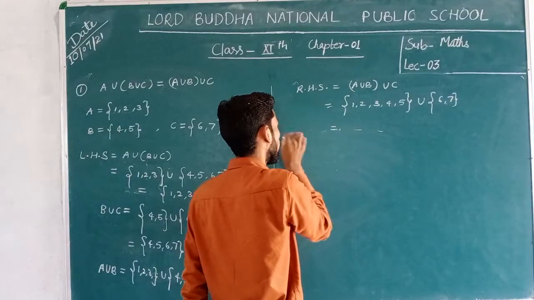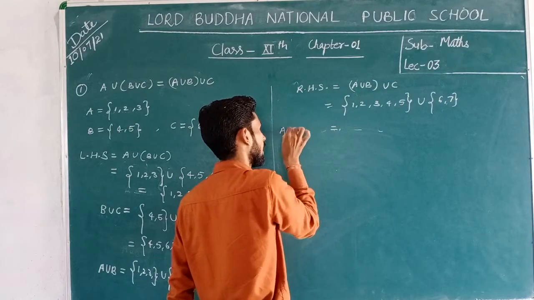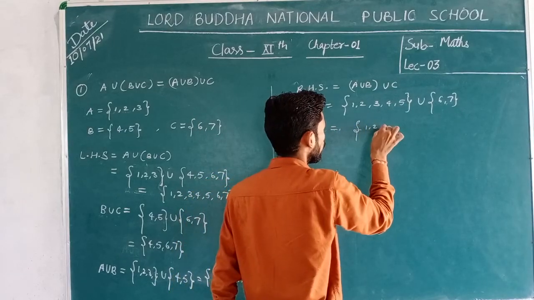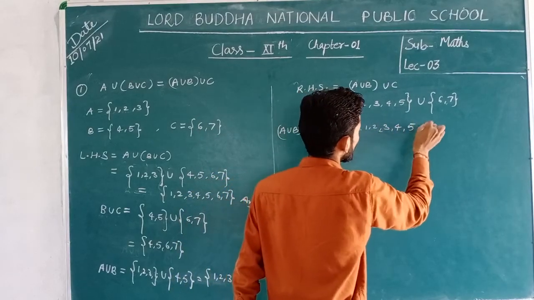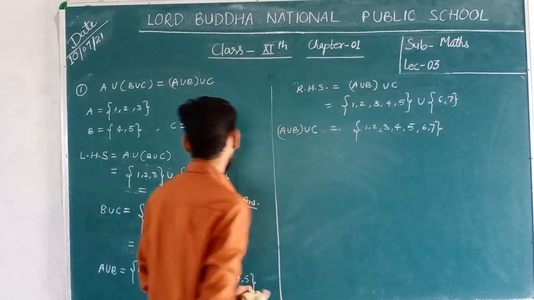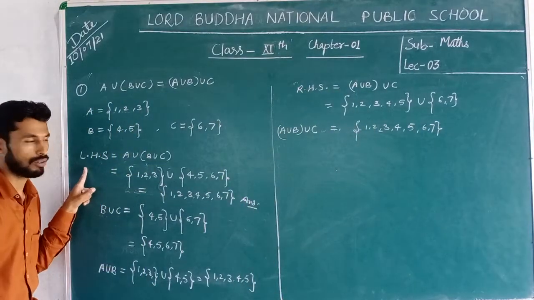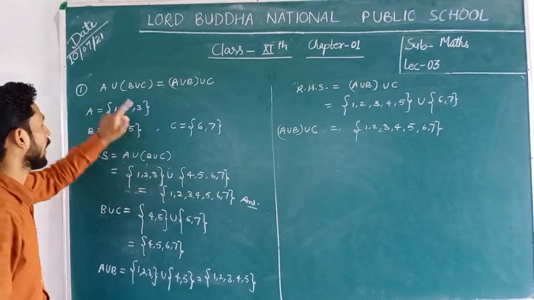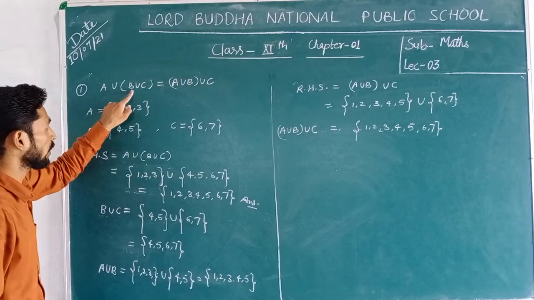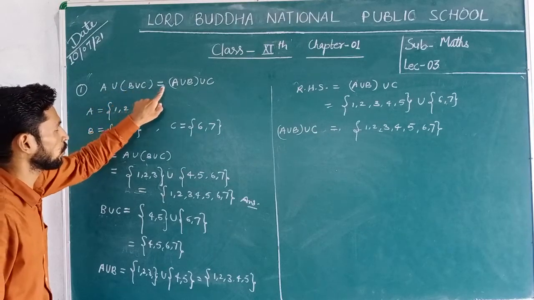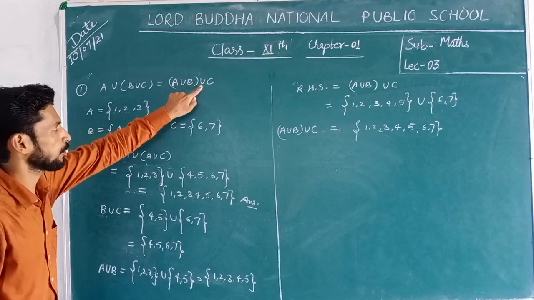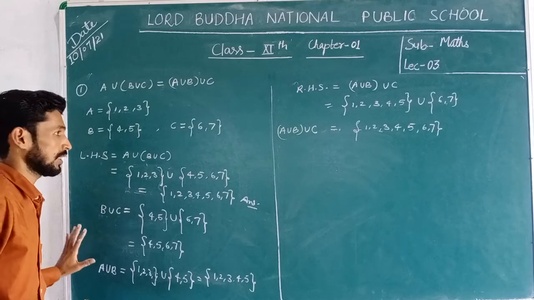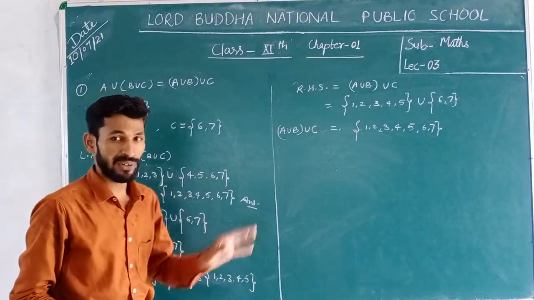So the final answer for the right hand side, that is A union B union C, is 1, 2, 3, 4, 5, 6 and 7. That is equal to the left hand side. Okay, so the left hand side and right hand side are equal. So we can say that A union B union C equals A union B union C. They are equal. So by using this property, we can solve the questions.